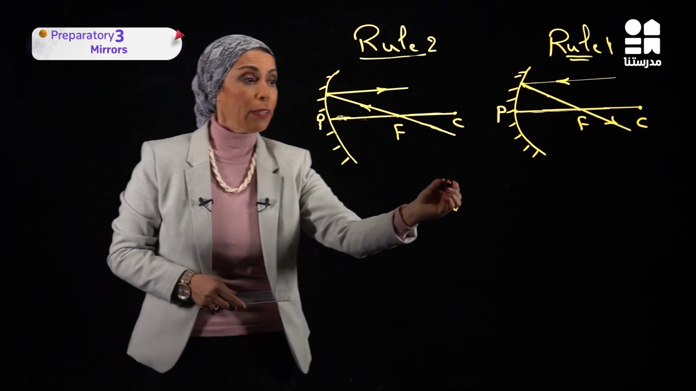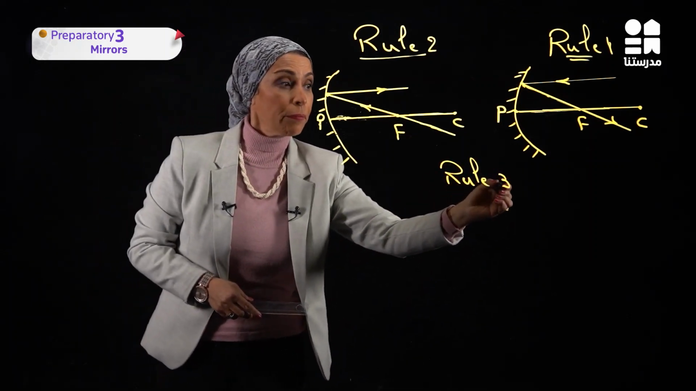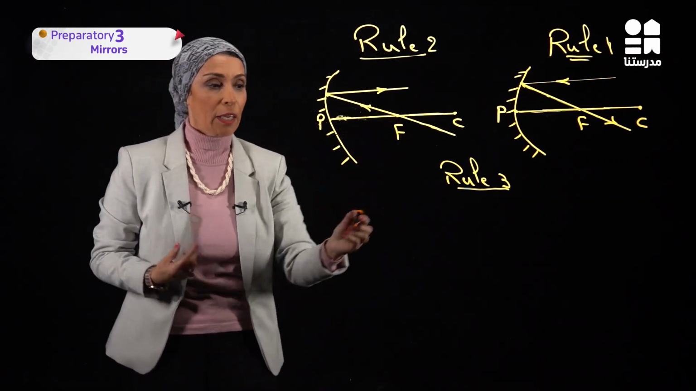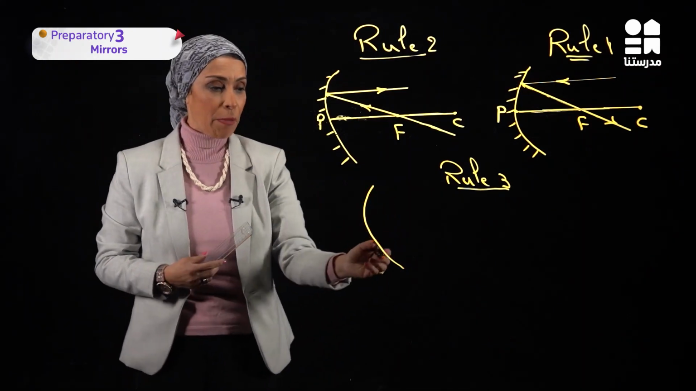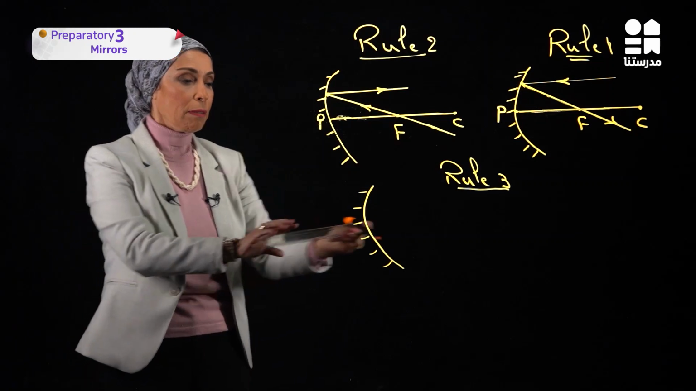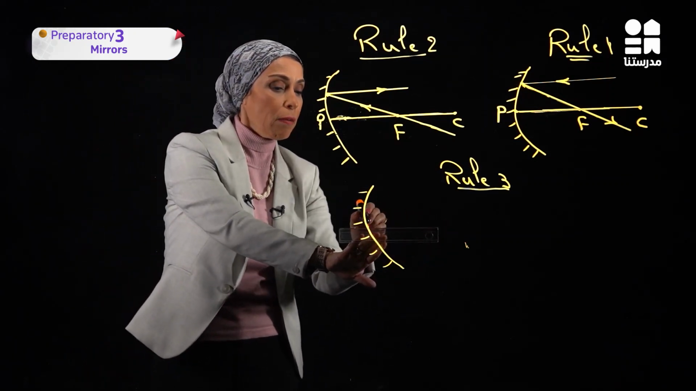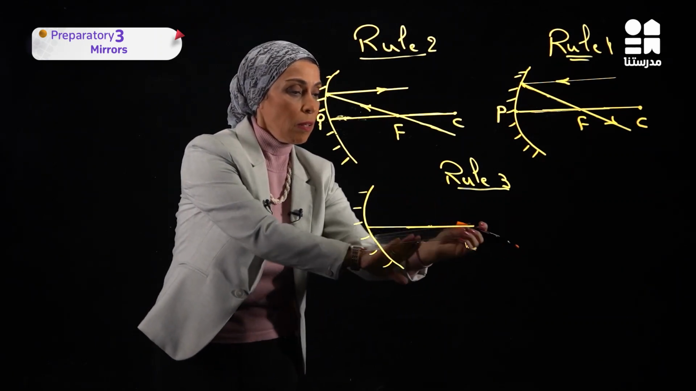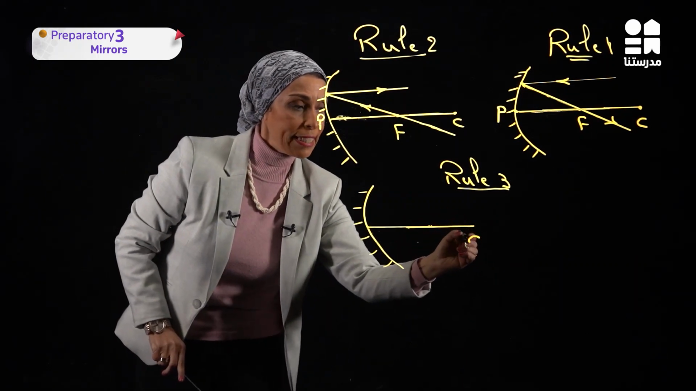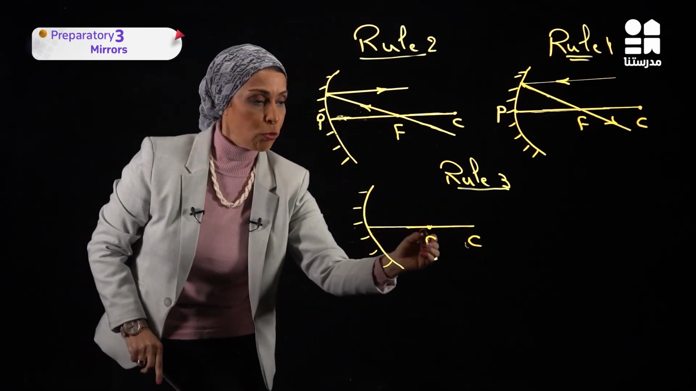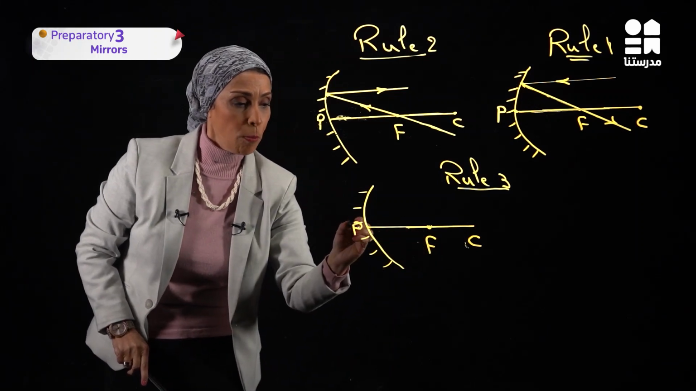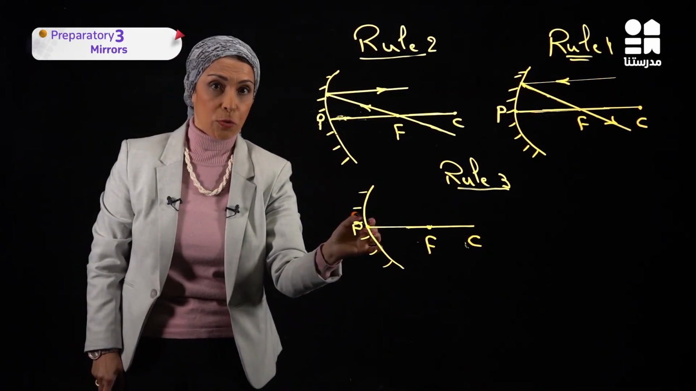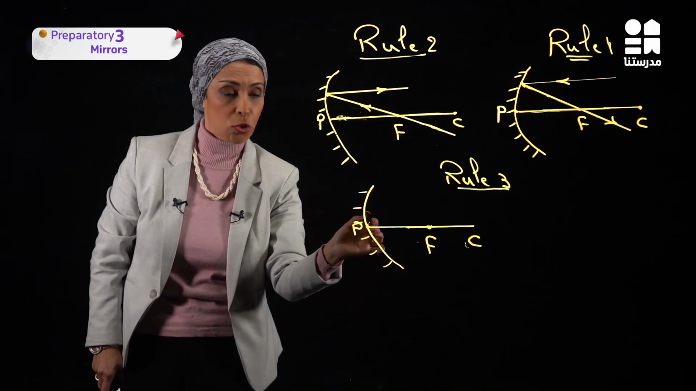Let's move to rule number 3. Rule 3. Here, what is left for me? The place that the ray didn't pass through, it is only one place. I will prepare my mirror. Then make the ray parallel. This is the principal axis. And then I'm going to mark C, the center of curvature, F, the focus, and this is the pole in the mirror, and make sure that it's in the middle of the reflecting surface of the mirror. Don't put it here or here or there. Here, you should put it here.